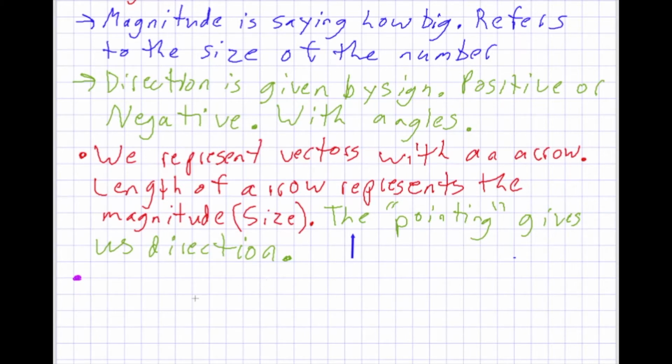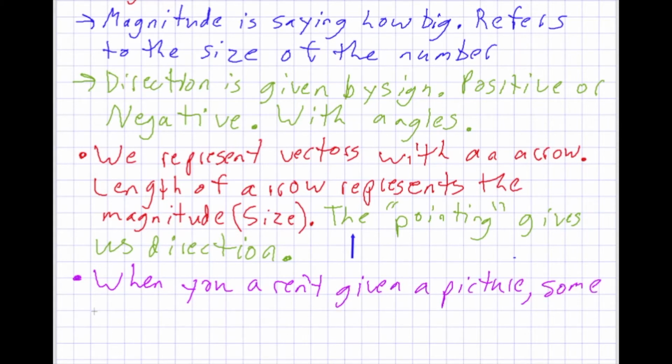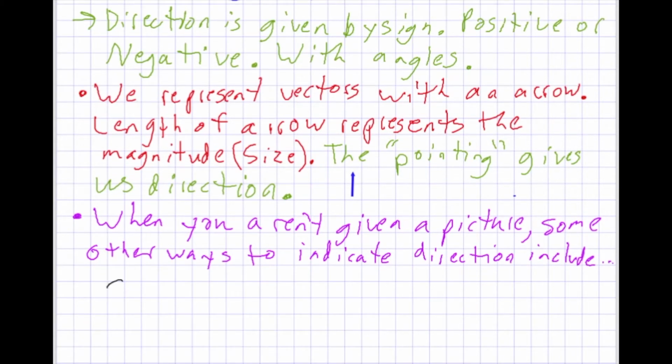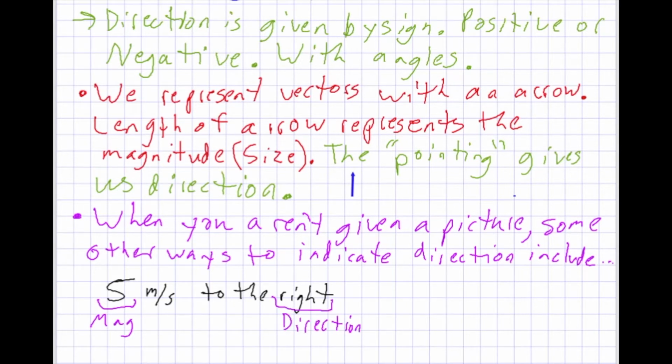Let's say, though, that we aren't given a picture. So let's pretend that we have an example, but this time we don't have an arrow. We just have a word problem or something. So here's 3 examples of vectors and different ways that we can talk about their magnitudes and direction. So here I have 5 meters per second to the right. The 5 is referring to my magnitude, and the right is referring to my direction.